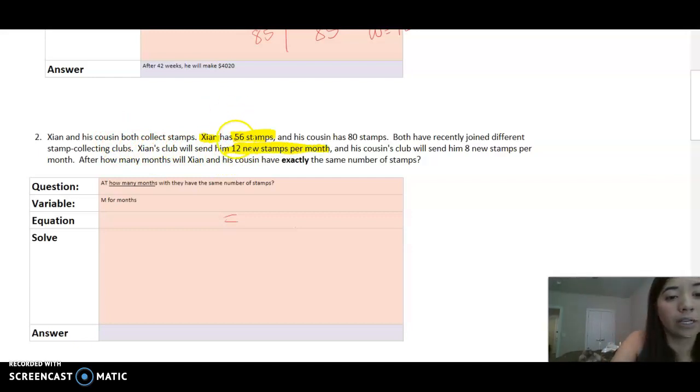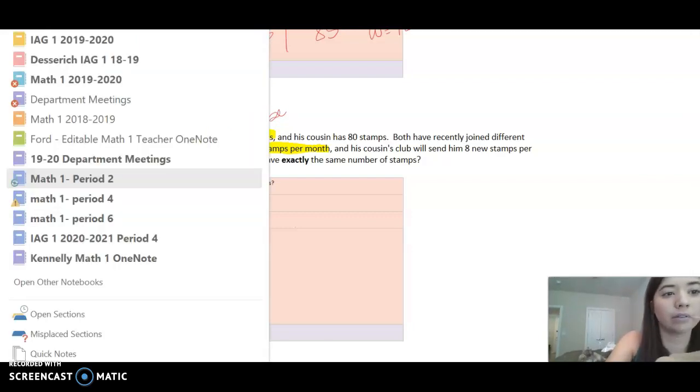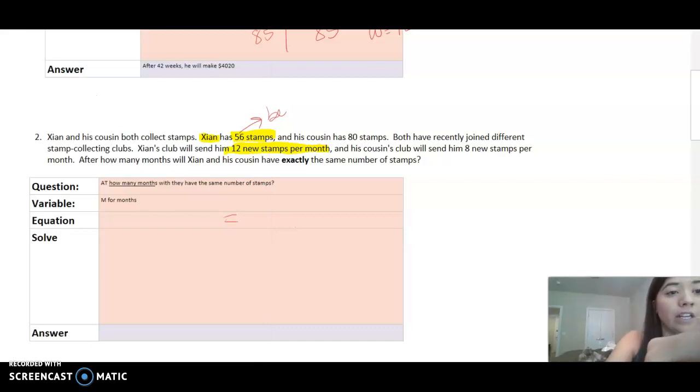Okay, so he has 56 stamps. He started with that amount. So that is his, well, I'm going to write starting there instead. I'm going to write his starting amount. So 56 is going to be what we start with on Zion.